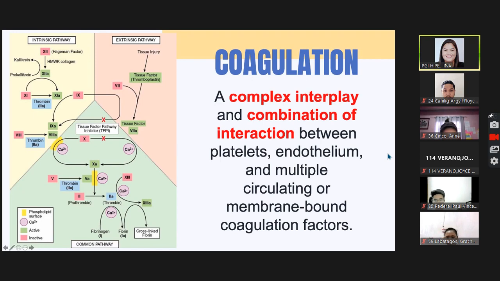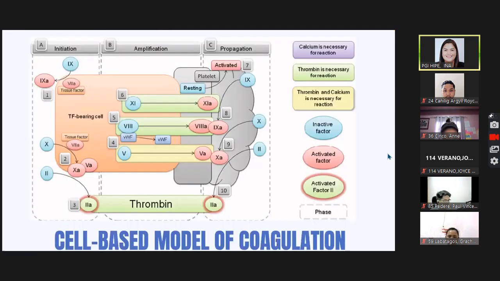So I hope somehow you've already seen fibrin, either in the laboratory or in videos. You will see that fibrin is an elongated protein fiber that holds the platelet plug together to form a stable clot.